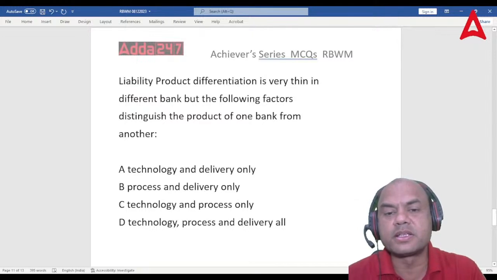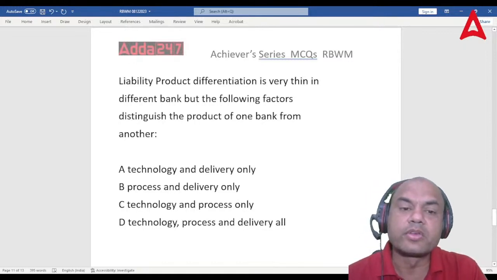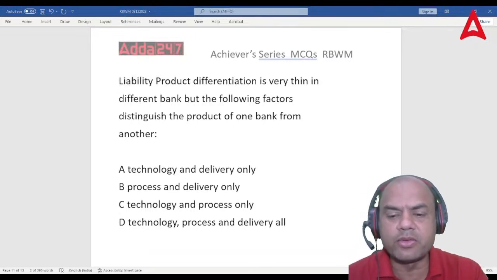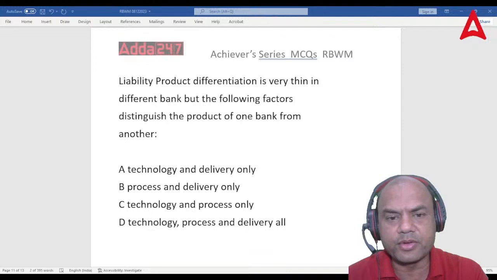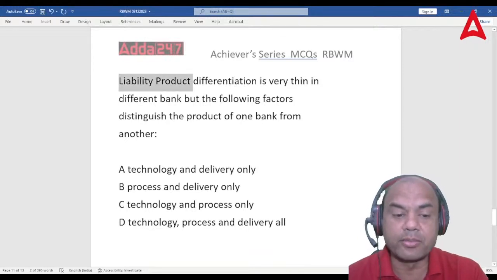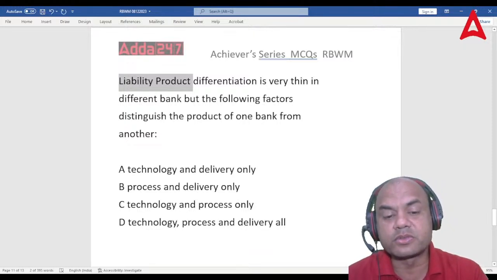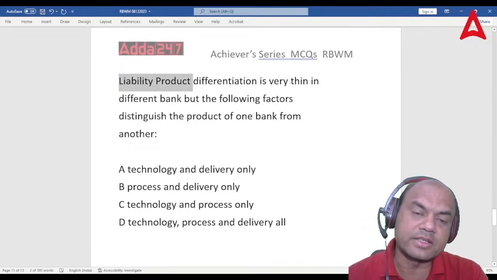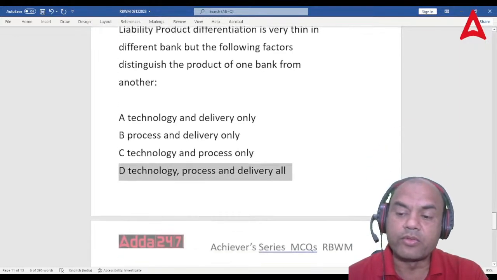Liability product differentiation is very thin in different banks, but the following factors distinguish the product from one bank to another. So liability product means what? Saving, current, FD. Now saving, current, FD is common. You go anywhere. Saving is saving, current is current, FD is FD. Let it be any bank. Okay. So what differentiates? Number one, technology and delivery, process and delivery, technology and process only, technology, process and delivery, all. So the answer is simple, isn't it? All. Right?